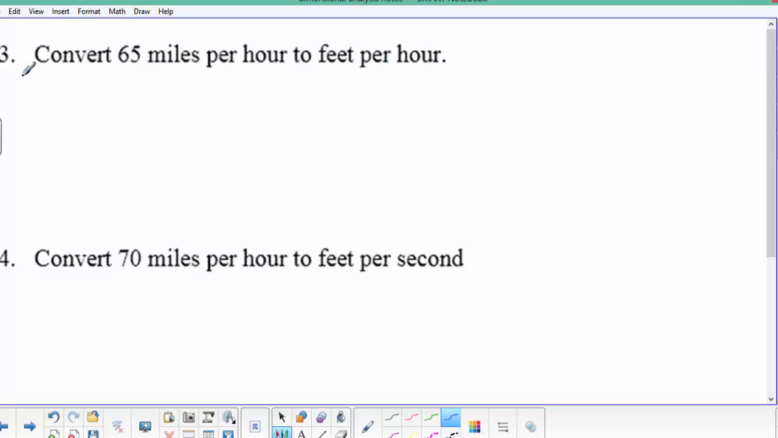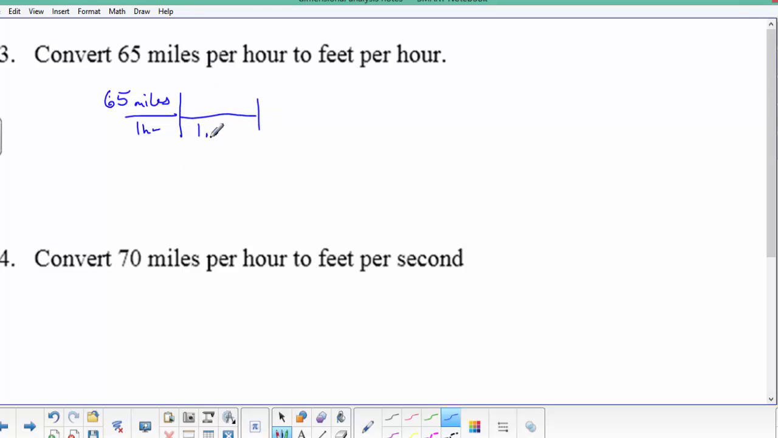Number 3, we're going to convert 65 miles per hour to feet per hour. So notice a little bit different than 1 and 2 is now we have a per, or 2 units of rate, and we have to transfer to a new feet per hour. So if we write, we have 65 miles per 1 hour. What I like to do is I always try and eliminate the top one first and then go back and eliminate the bottom one, but feel free to do whatever you choose. So I know the conversion.